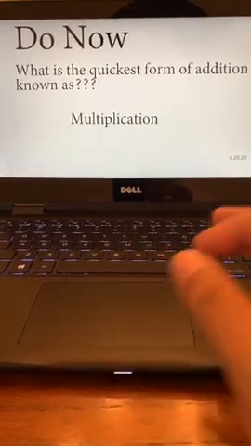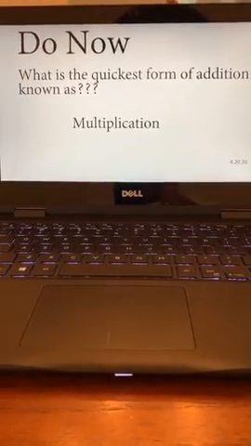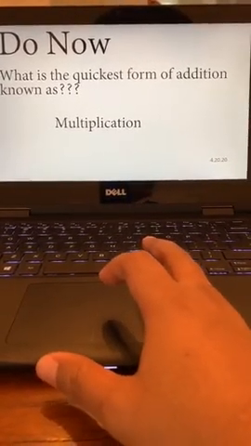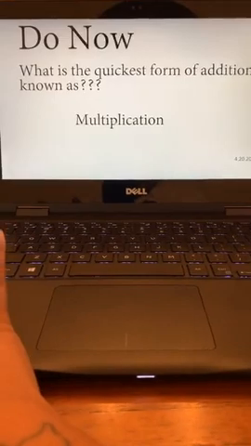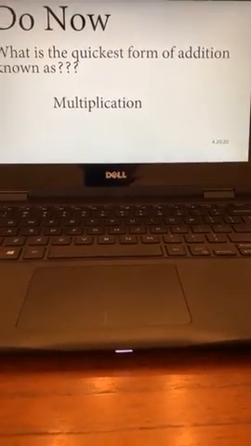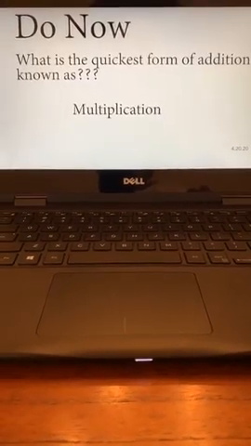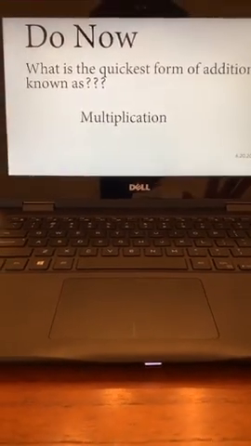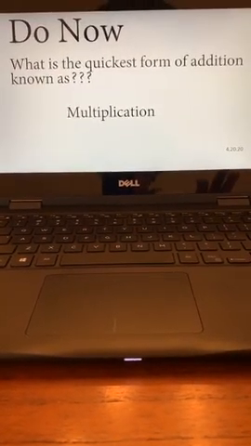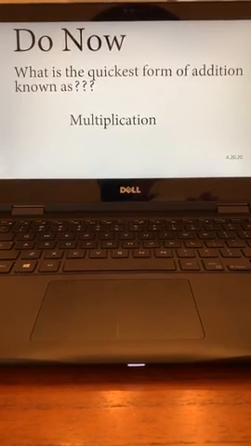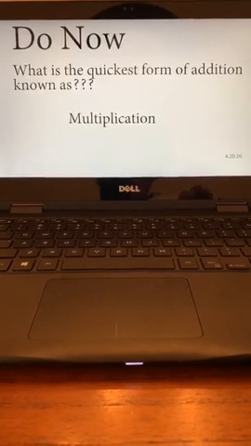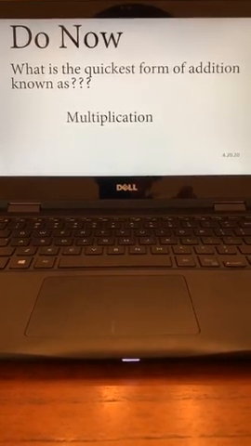So there's the answer. It's multiplication, like Mr. Wilson said. That is the quickest form of addition when we want to get to our response quickly, if there's equal groups. Now we're going to do a quick review, and then we'll jump into the actual assignments. We're going to do a few word problems as well as some actual practice problems.